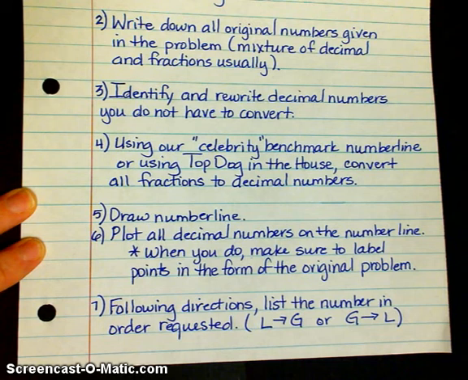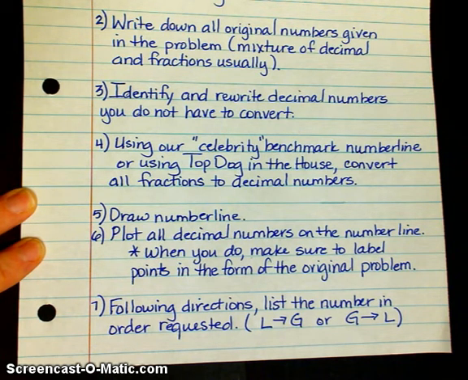But this is important. That's why I have a star beside this next sentence. When you do plot those decimal numbers, make sure to label the points in the form of the original problem. So like if you do a conversion of 3/4 to 0.75, make sure on your number line you write down the fraction 3/4, so that when you put them in order of least to greatest or greatest to least, you're putting them in the original form that the problem was.